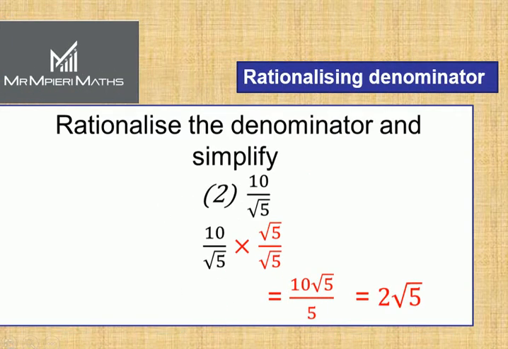Right, let's look at the next question. Here, you do the same thing. You multiply 10 over root 5 by root 5 over root 5. Root 5 times root 5 gives you 5. 10 times root 5 is 10 root 5. But you can simplify this as well, because 5 can go into 10 twice. So it becomes 2 root 5.